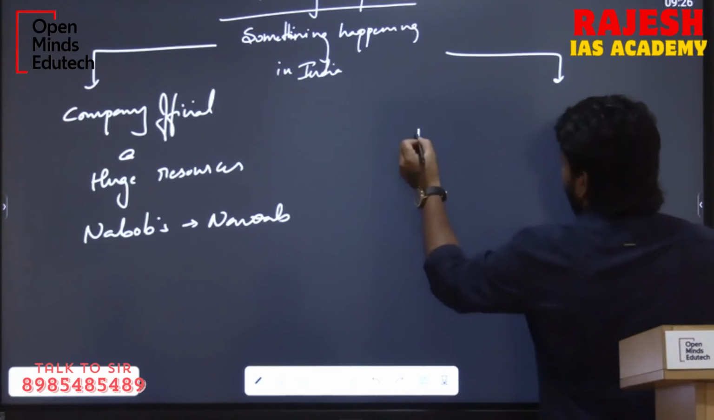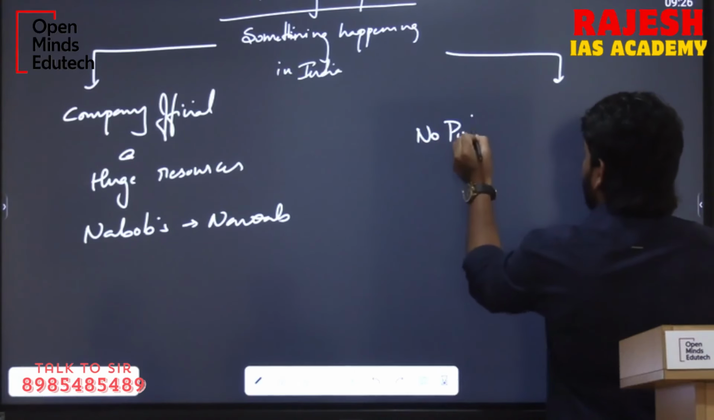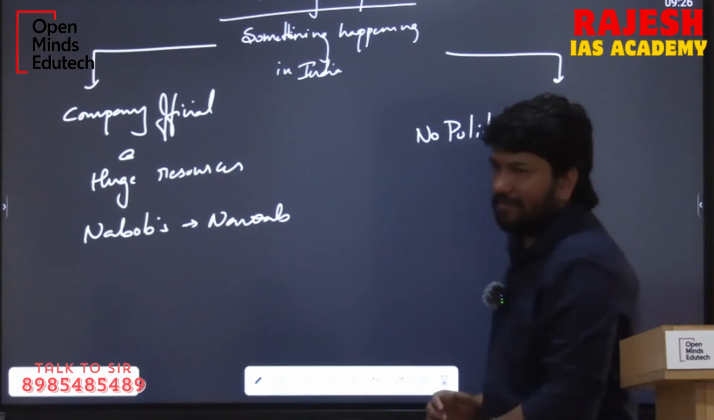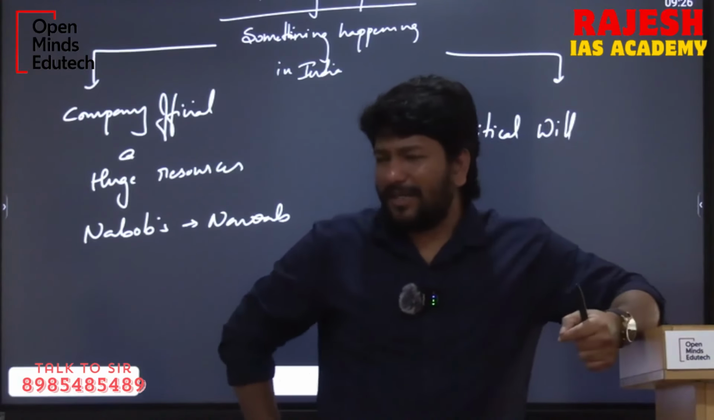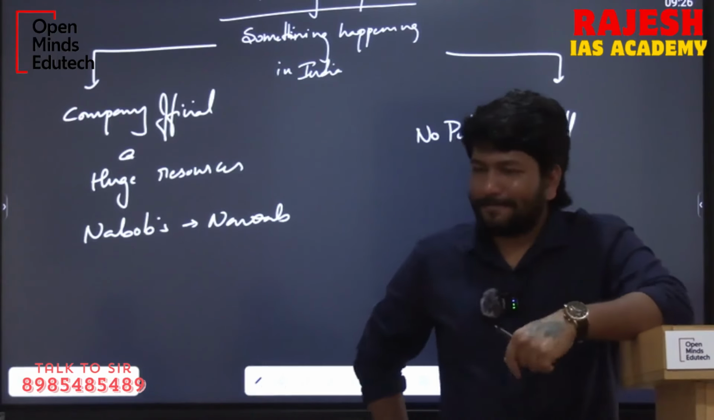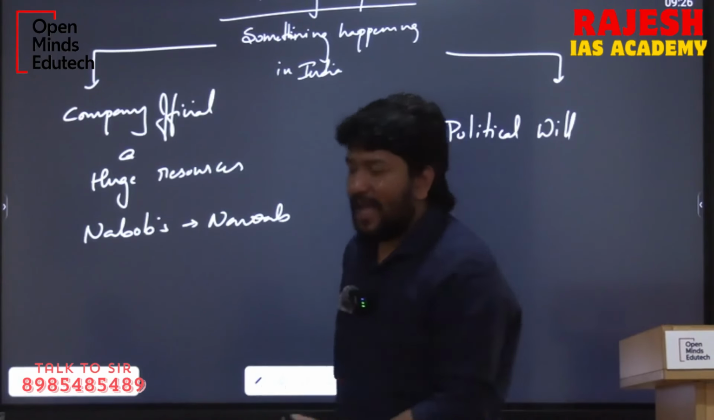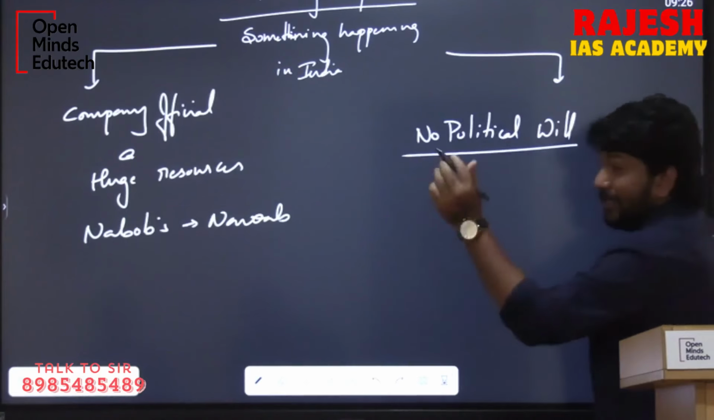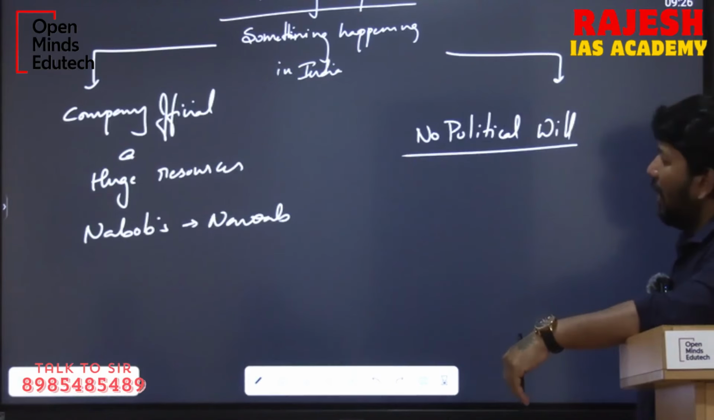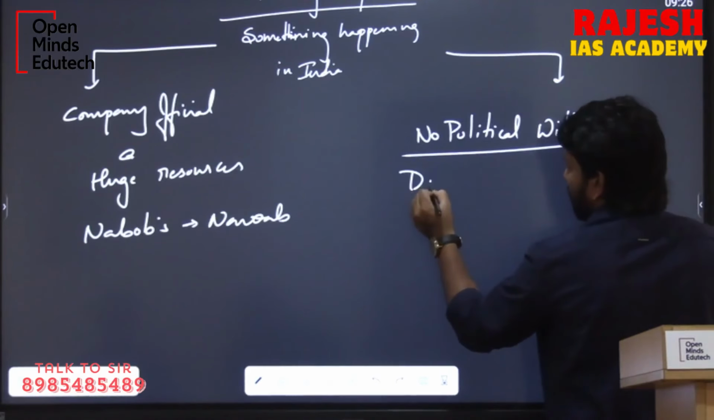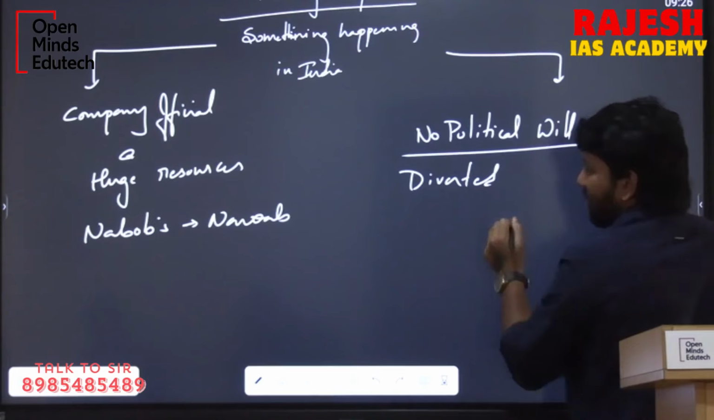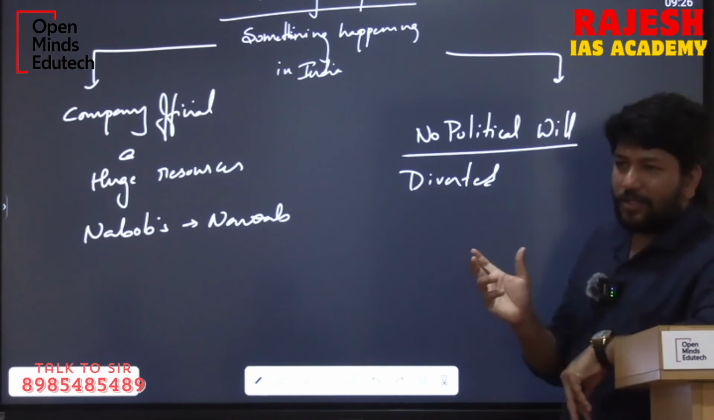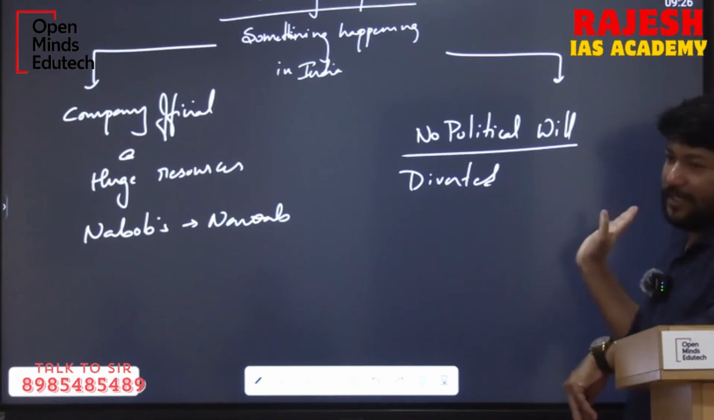But you can write, no political will. So in the initial time, the British Parliament had no political will. See, for taking actions, there needs to be some political will. So there is no political will in the Parliament, and they diverted the issue. If there is no political will, they will divert the issue. Even if something very big is happening, they will divert the issue.